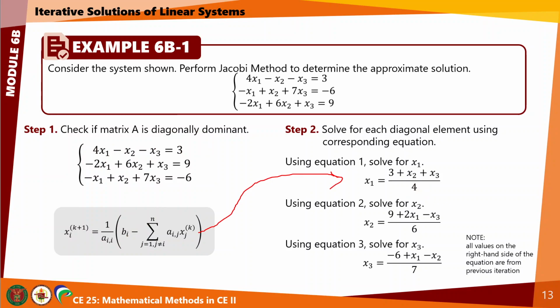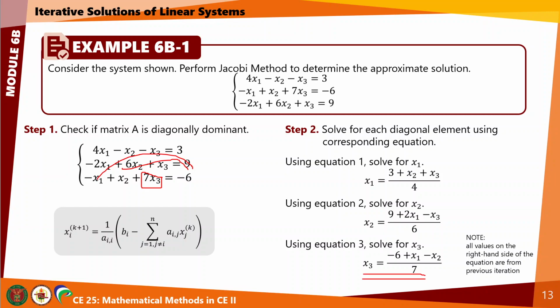Okay, for the second row, ganun din. Iiwan lang natin si 6x sub 2, lipat yung dalawa sa kabila. So we have 9 plus 2x sub 1 minus x sub 3 divided by 6. And finally, for the third row, iiwan natin yung diagonal element 7x sub 3, lipat yung dalawa sa kabila. So we have negative 6 plus x sub 1 minus x sub 2. So divide both sides by 7, we have this equation.